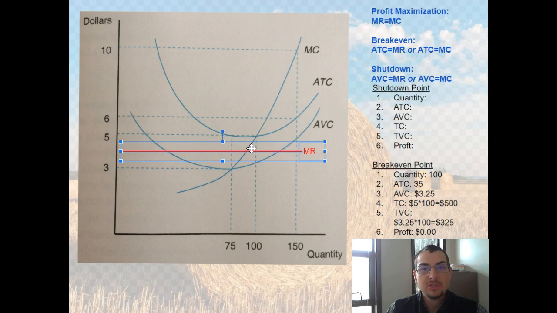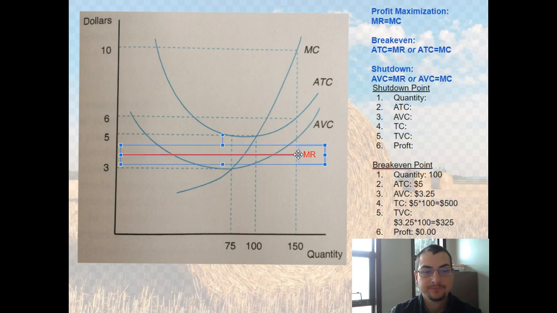You might be losing money. You might be turning a negative amount, but it's better than shutting down altogether, because if you're shutting down altogether, you're still paying all of your fixed costs, but if you're producing at this level, some of your fixed costs are being covered by that marginal revenue.